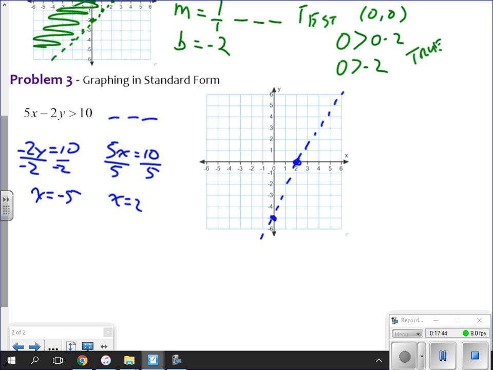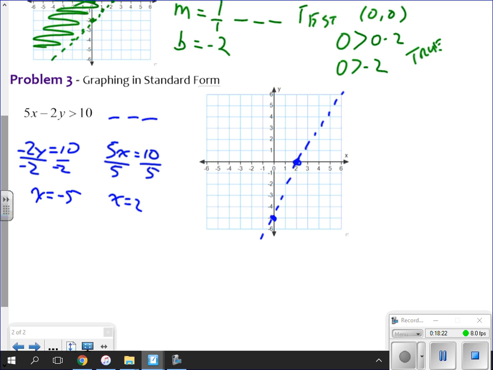Which side do I shade? The only way to tell with these is to test. Pick a point. Now, I said the origin is the easiest. If the line does not go through the origin, I pick that one every time because it is the easiest. It doesn't matter, as long as it's a point that's not on the line. If 0, 0 is not your cup of tea, you prefer the point 1, 2 for whatever reason, and the line doesn't go through the point 1, 2, then you can put point 1, 2 in there instead. It doesn't matter.